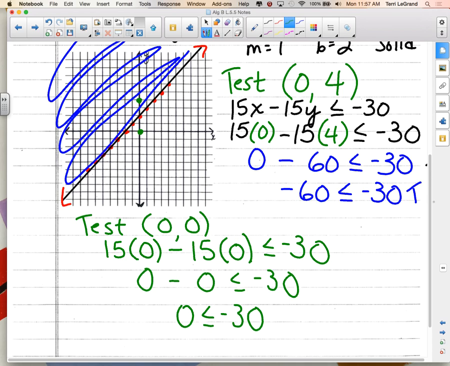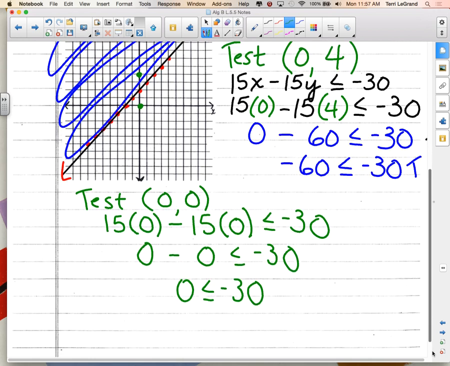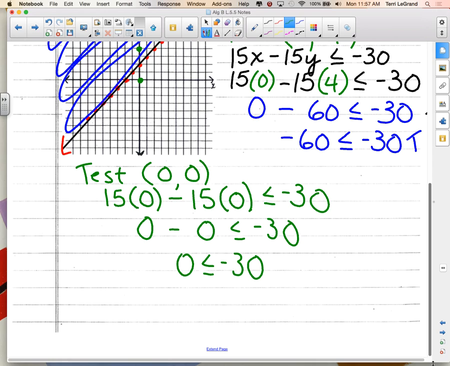Now, here's the thing that might trip you up, but it shouldn't. Is this a true statement? No. Is 0 less than negative 30? No, it's greater than, isn't it? So this is false. If it's false, what does that tell me? Shade on the opposite side of the line, where this point did not come from. So 0, 0 is not in our shaded region, is it? So it should test false.